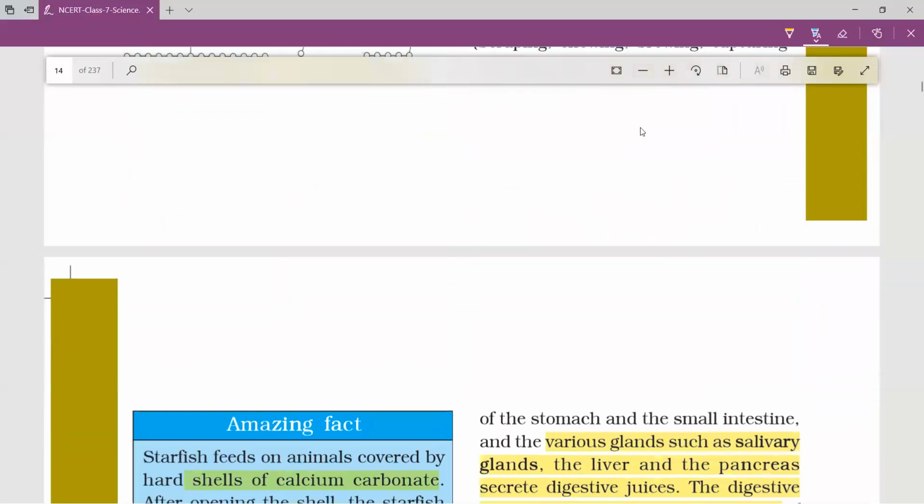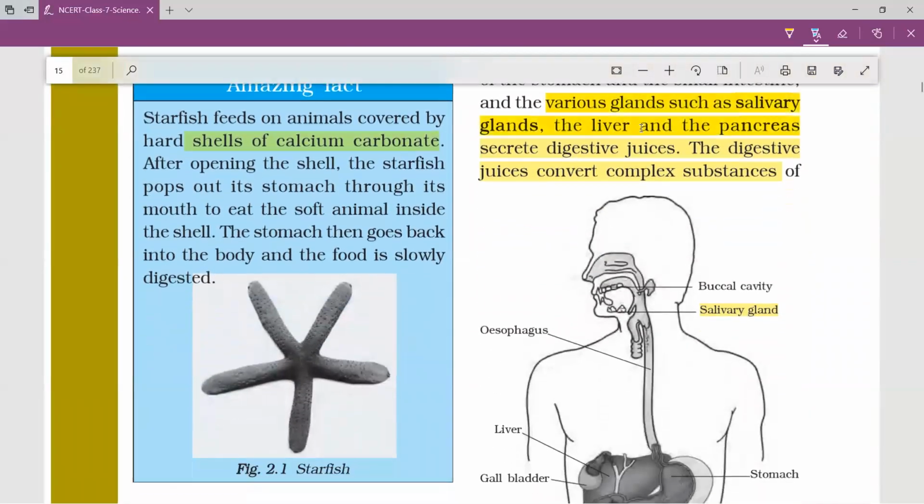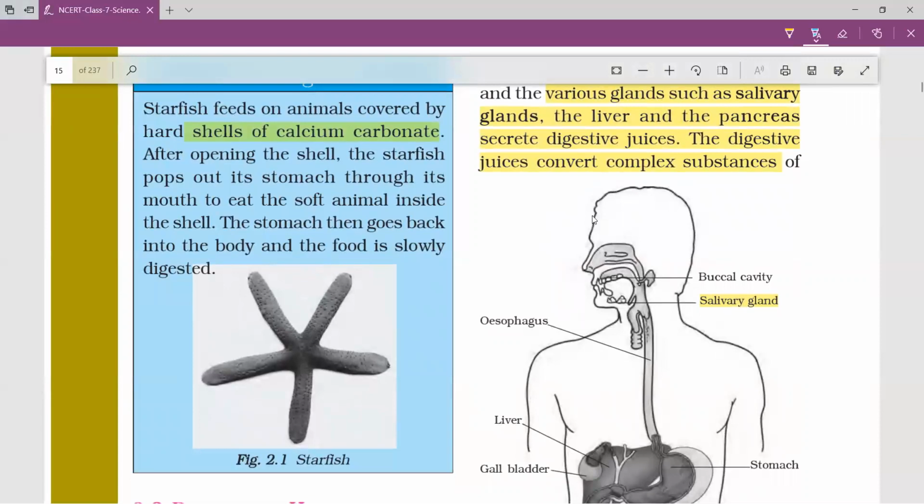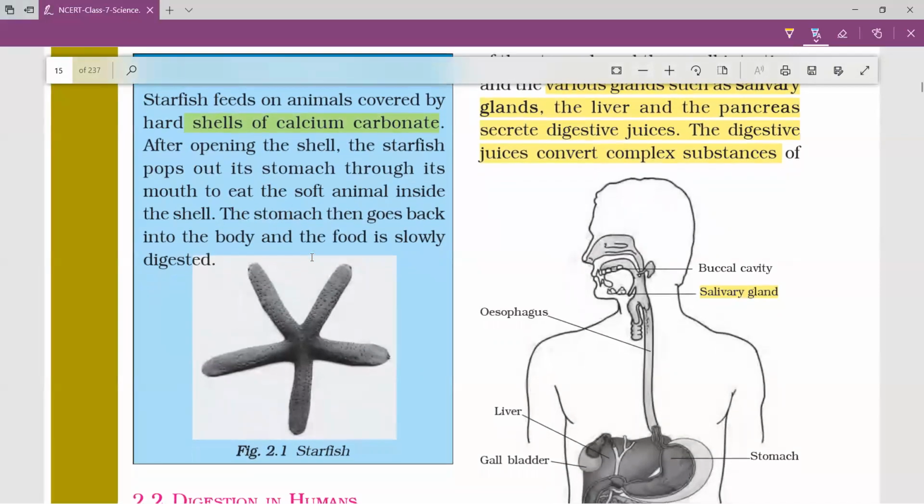Here you will see a blue table, and in it a picture of a starfish. The starfish eats hard-shelled animals. For eating hard-shelled animals, the starfish pops out its stomach from its mouth. Whenever it sees prey, it pops out its stomach and takes the prey, and then its stomach goes back into the body. This is the way it takes its food.